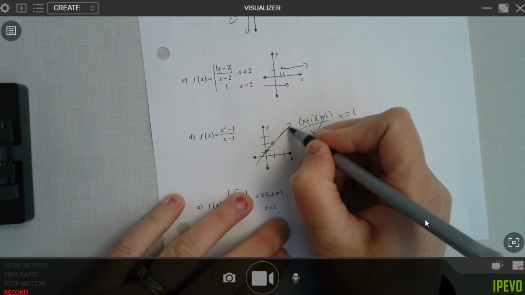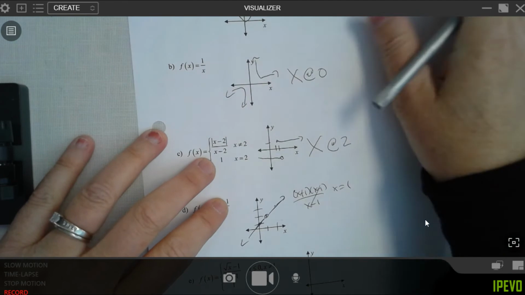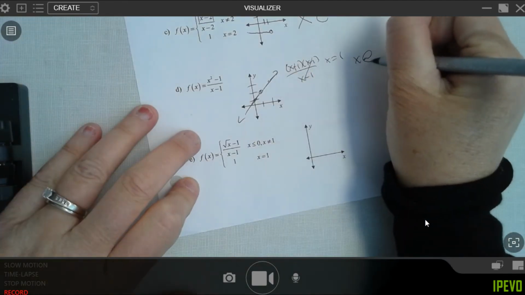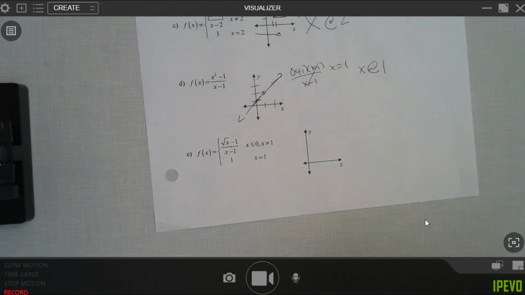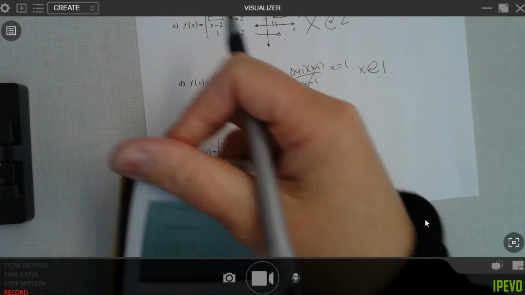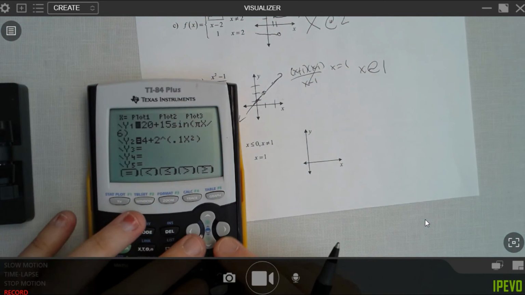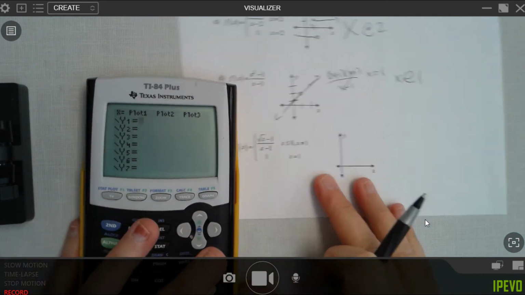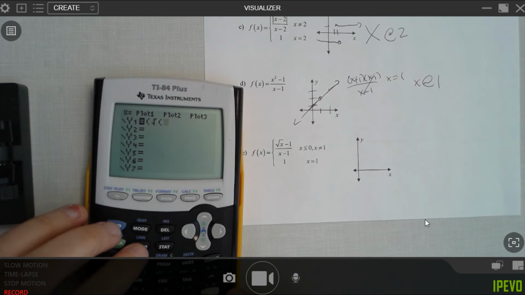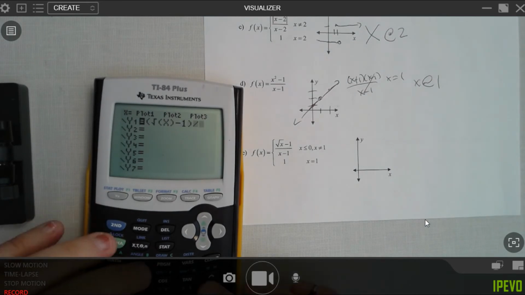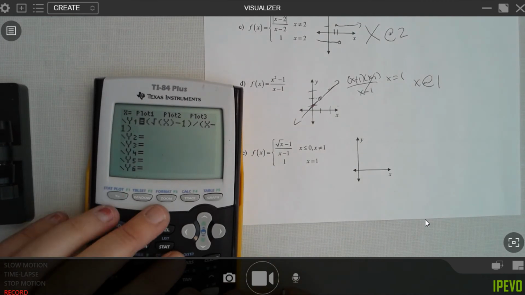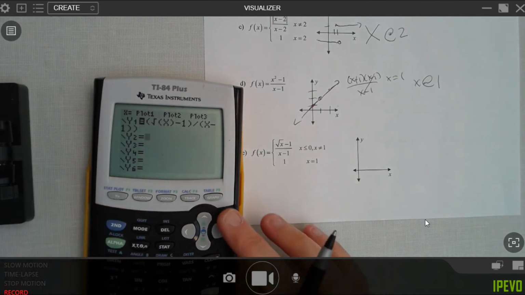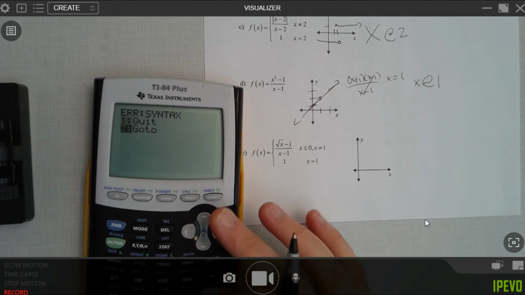This one is not continuous. Let's see, it's not continuous at 0. This is not continuous at 2. This one is not at 1. And then this one down here, let's see. I'm not exactly sure off the top of my head what this one looks like, so let's just go ahead and graph it. So I have the function of square root of x minus 1 divided by x minus 1. I think I put 1 too many parentheses in there.